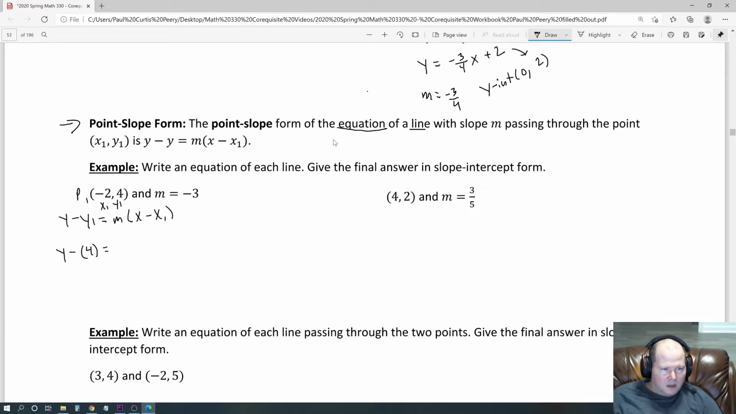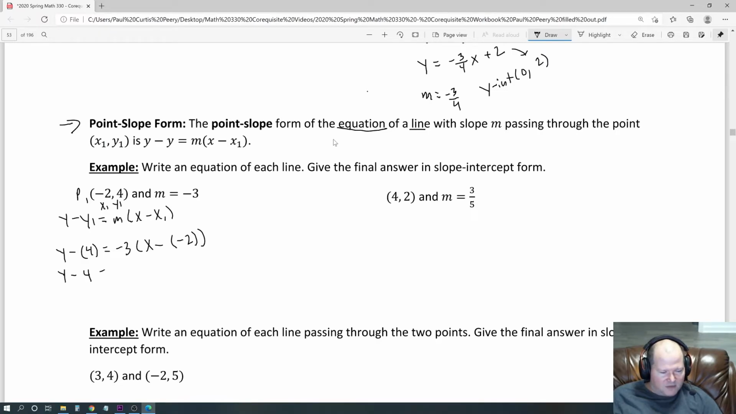It's 4, is equal to m being -3, x minus x1, what's x1? It's -2, and we plug it in. Notice that I had to say minus -2. If I just would have put a minus 2 there, that would have been incorrect. I'm subtracting a negative 2. I'm not subtracting a positive 2. So we don't want to make a careless sign error there.